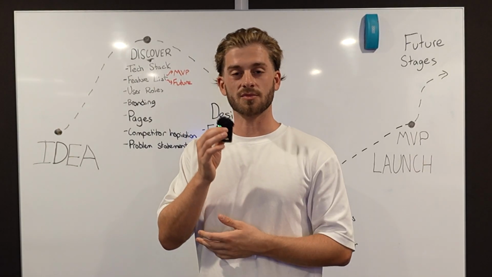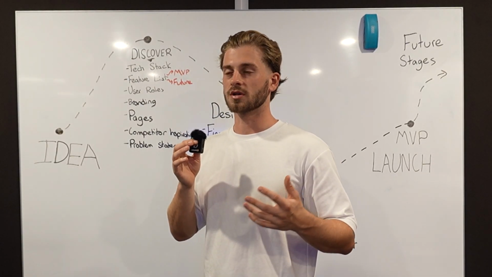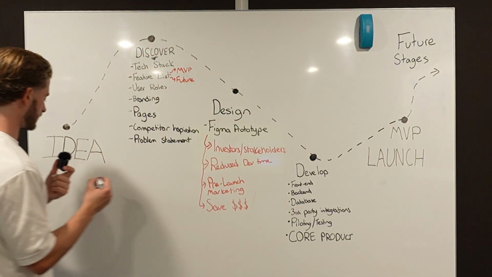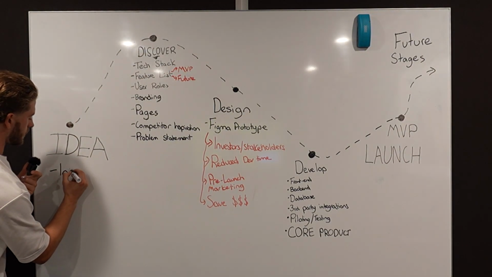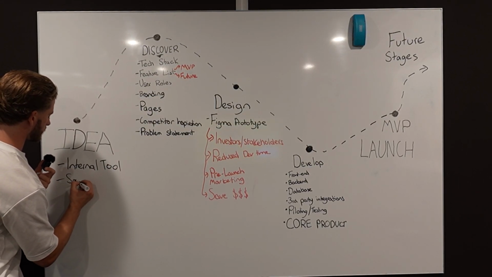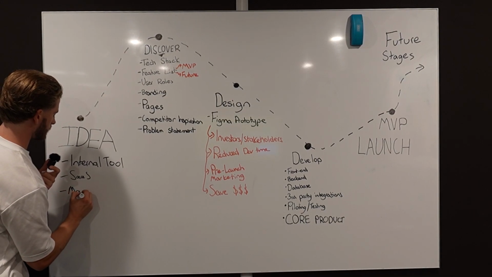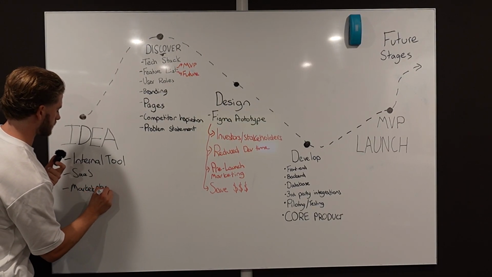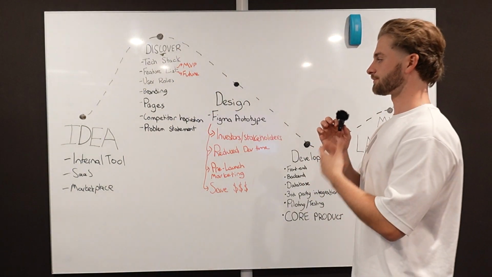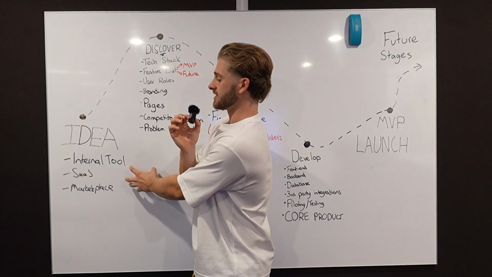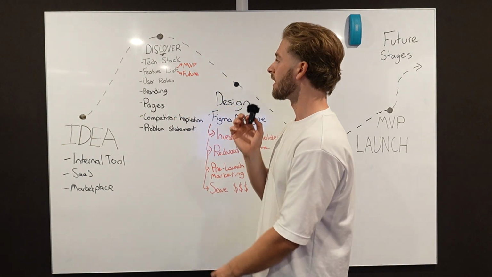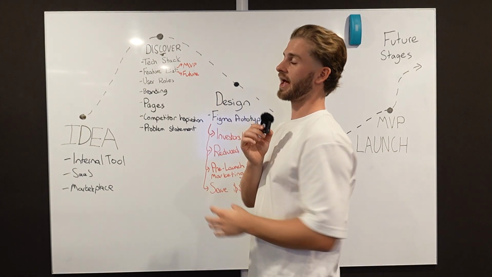The other option is some sort of internal tool or company tool like a CRM system or a CMS system or something like that. I'm going to quickly jot those down. So we've got internal tool, we've got SaaS, and we've got marketplace. Excuse my handwriting on that one. I know it's a little bit messy. Now, your idea could be something separate to this, but there's a good chance that it falls into one of those 3 categories. From there, we then have to enter our discover phase.